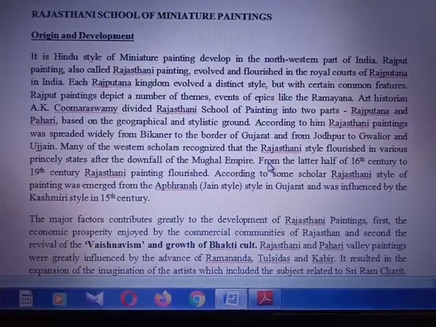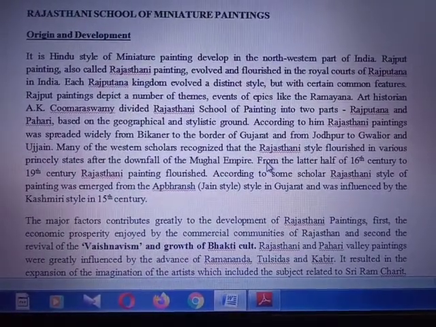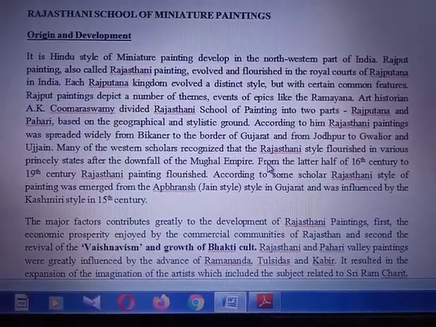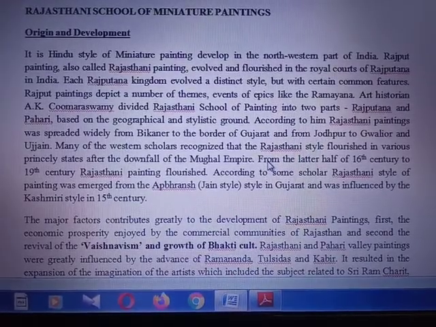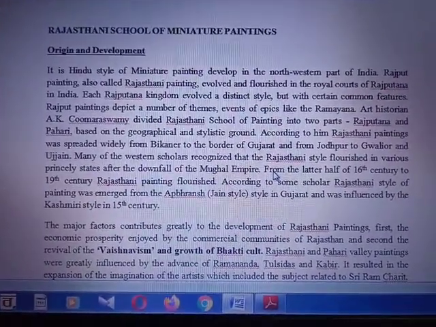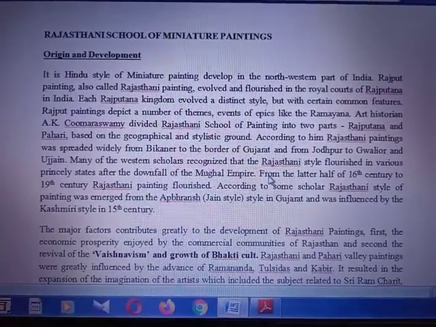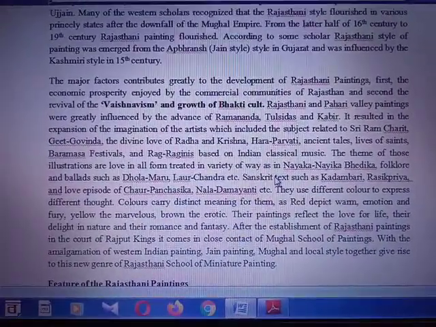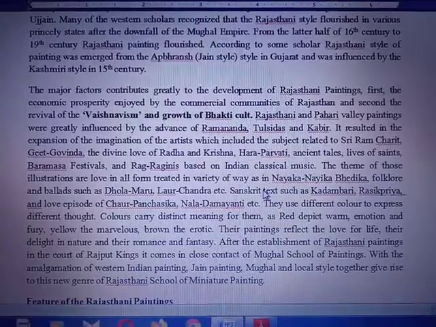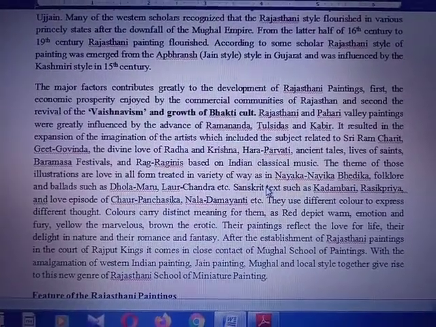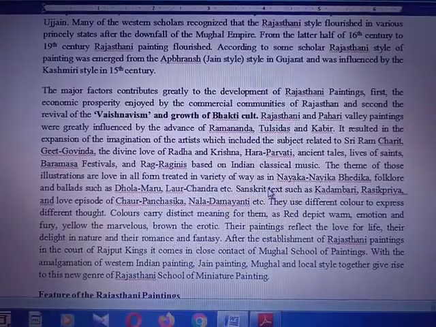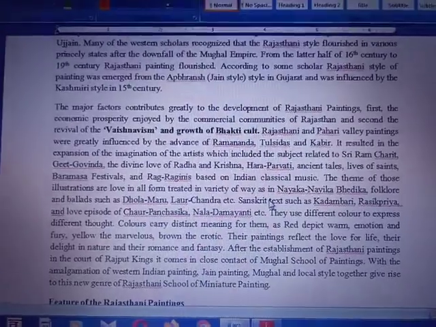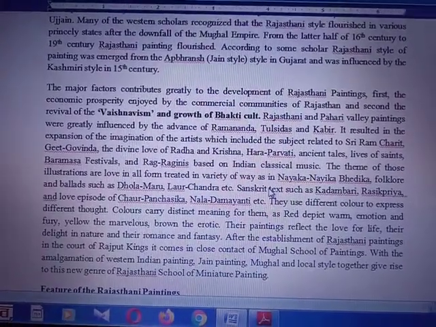The major factors that contributed greatly to the development of Rajasthani painting were, first, the economic prosperity enjoyed by the commercial community of Rajasthan, and secondly, the revivalism of Vaishnavism and the growth of the Bhakti cult. What is the major factor for which Rajasthani painting evolved? It is due to Vaishnavism and the growth of the Bhakti cult. I have written a few lines: Rajasthani and Pahari valley paintings were gradually influenced by the advance of Ramananda, Tulsidas and Kabir. So this is the history of how Rajasthani painting developed.